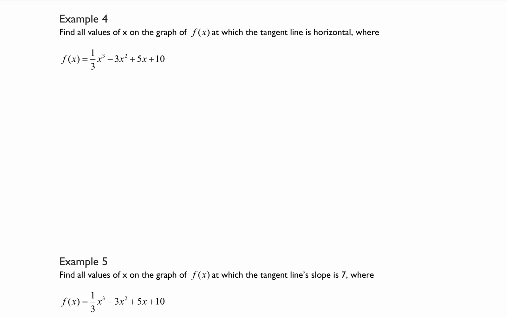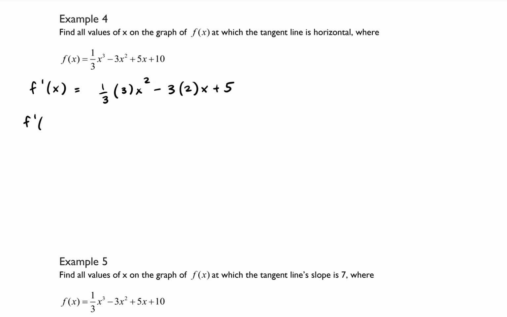Example 4 wants us to find all values of x on the graph of f of x at which the tangent line is horizontal, where our function f of x is equal to 1/3 x cubed minus 3x squared plus 5x plus 10. The first thing that we want to do is take the derivative. So we do that, we get 1/3 times 3x squared minus 3 times 2x plus 5, and there's no more terms because the derivative of 10 is 0.